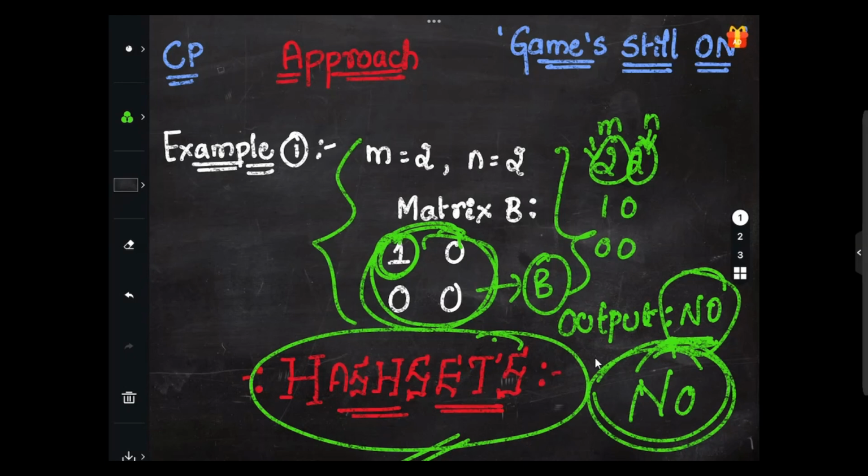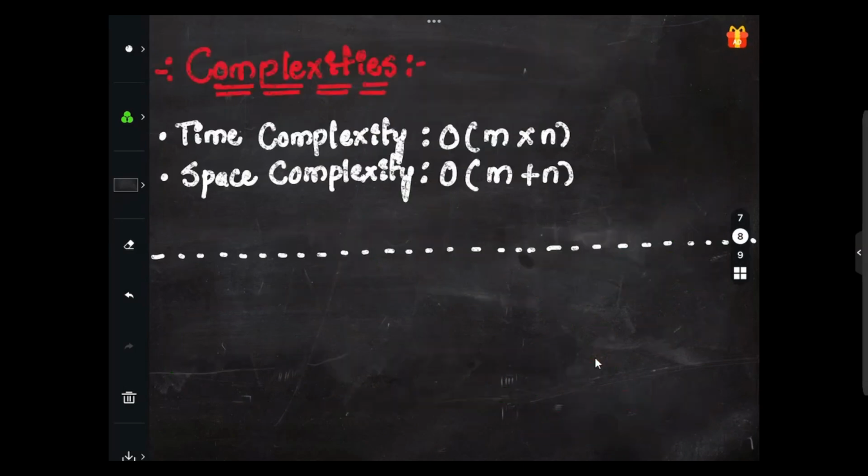Let's quickly discuss the complexities part so that we can write the code quickly, right? So the time complexity will be big O of m into n, and the space complexity will be quite obviously big O of m plus n. Why is the time complexity here big O of m into n? Let me tell you one thing. The time complexity is big O of m into n because we are iterating through the matrix 2 to 3 times. We haven't written the code yet, but we will be iterating through the matrix 2 to 3 times.